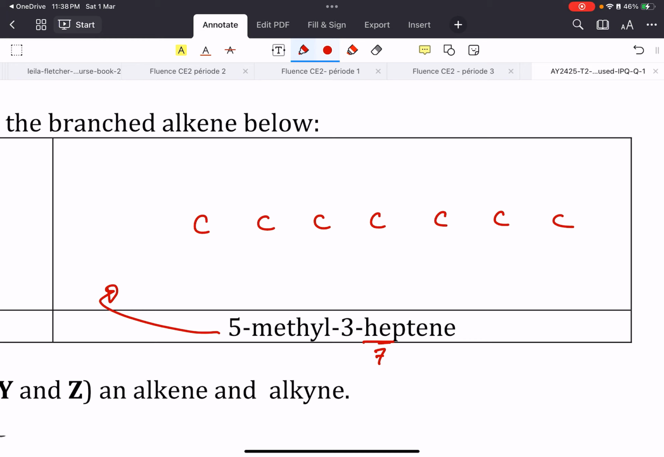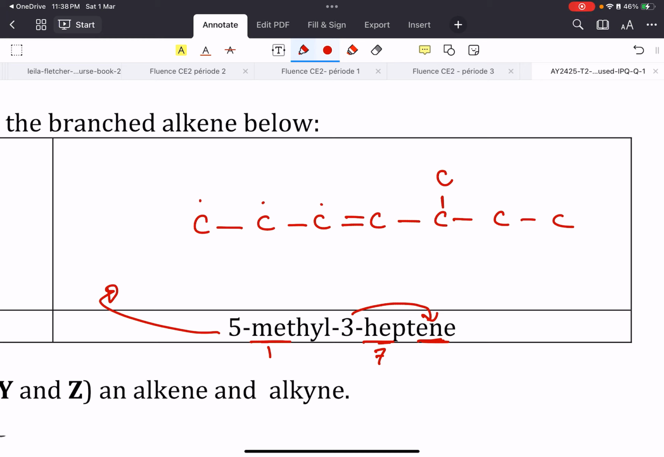Now this heptene, on the third carbon, I have a double bond. So 1, 2, 3, here's the double bond. All the other bonds are single bonds. Now on the fifth carbon, which is this one, I have one branch that is made up of 1 carbon.